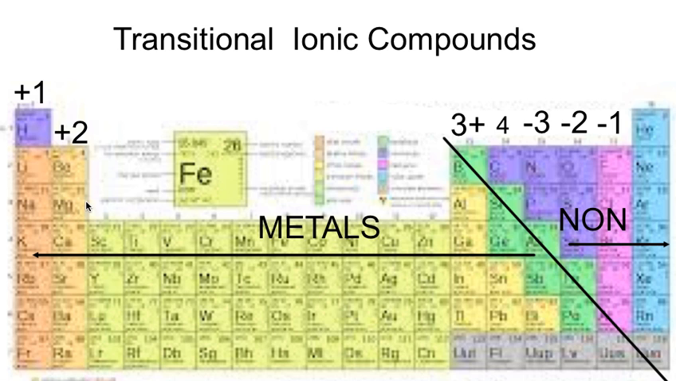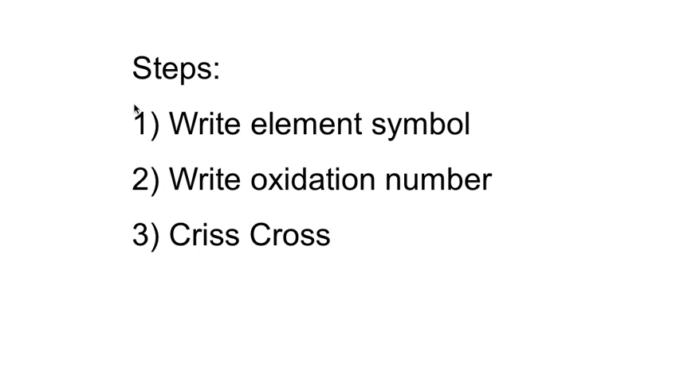So let's take a look at writing chemical formulas first. The steps are real easy. Just like before, we're going to write the chemical element symbol. We're going to write down the oxidation number. Now remember, for the transitional metals, it's going to be the Roman number. And then we're going to crisscross. So let's take a look at what that looks like.